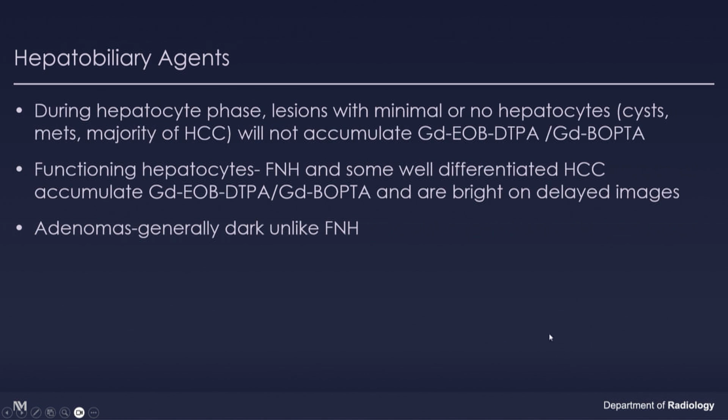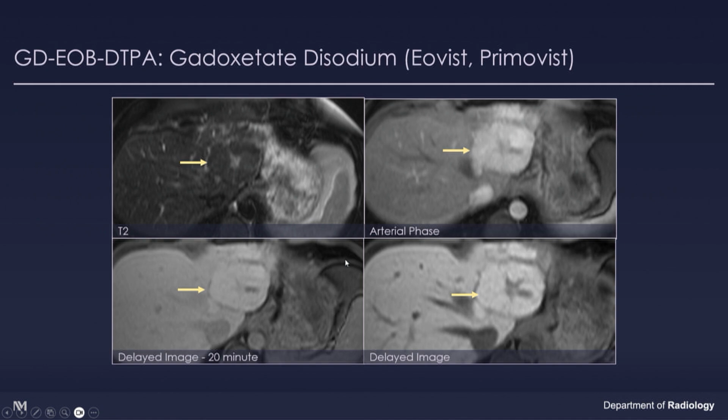So during the hepatocyte phase, lesions with minimal or no hepatocytes won't accumulate it, and those with functioning hepatocytes, FNH, and some well-differentiated HCCs will accumulate it. Some people refer to the hepatocyte phase as the hepatobiliary phase, and these are going to be bright on the delayed images. In contrast, adenomas generally are dark, unlike FNH. So let's look at an example. This is FNH, as I showed you before.